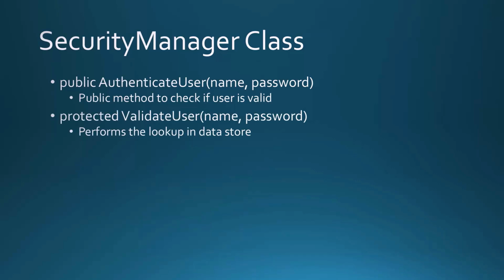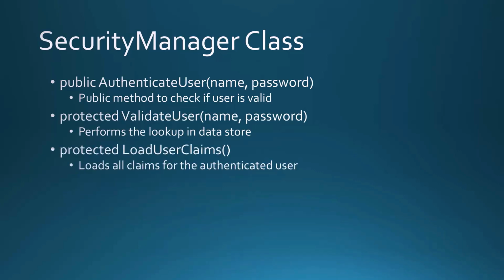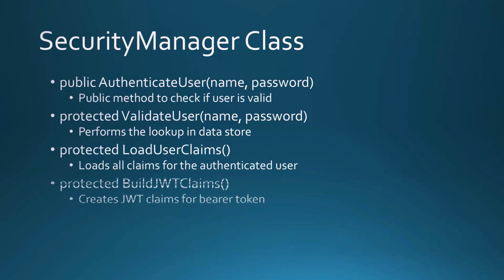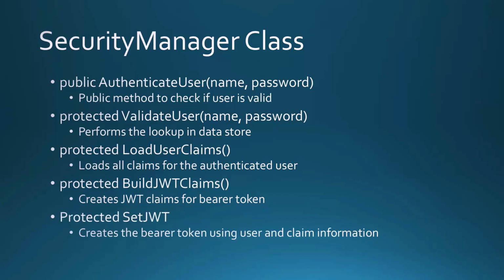I'm going to just do it hard-coded here in this particular course. I've got another protected method that loads the user claims. So it's going to load all claims for the authenticated user. Again, you'd probably go out to a table for this. I'm going to simply hard-code it for this class. And then I've got another protected method called build JWT claims that takes the claims for the user that we get out of the table and adds them to our bearer token. And again, one more method called set JWT that creates the bearer token using user and claim information.